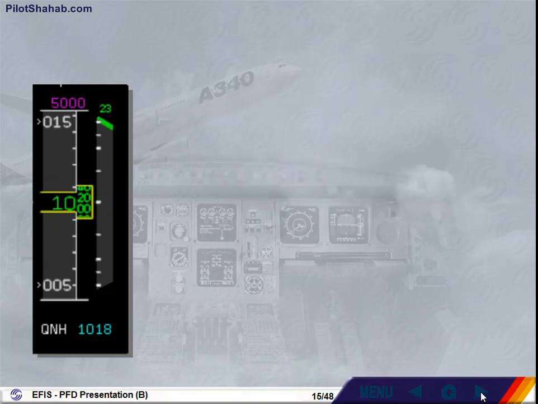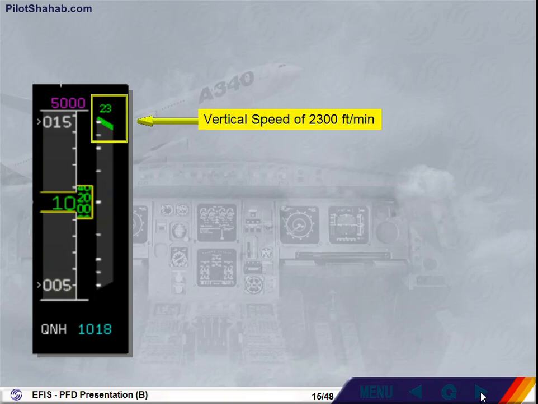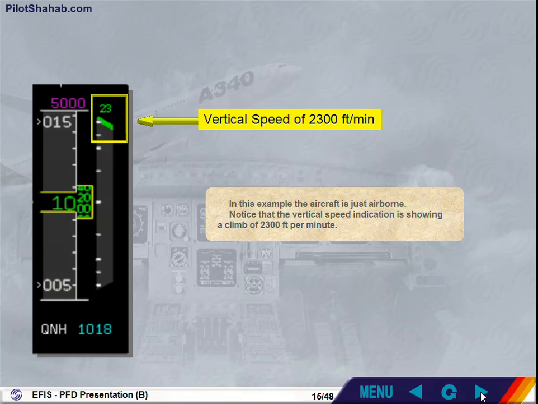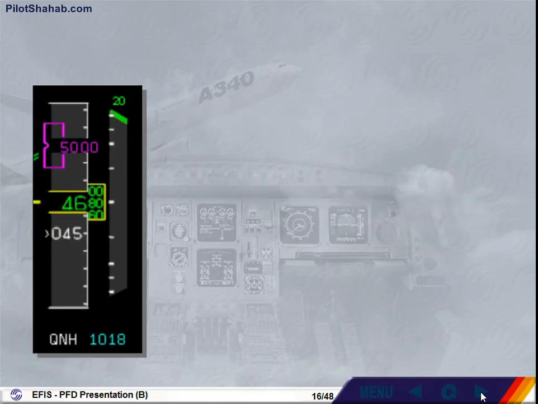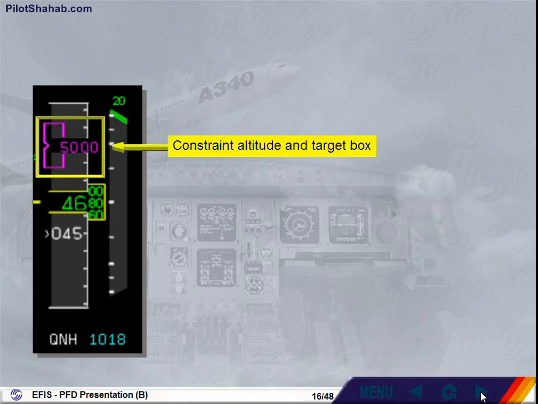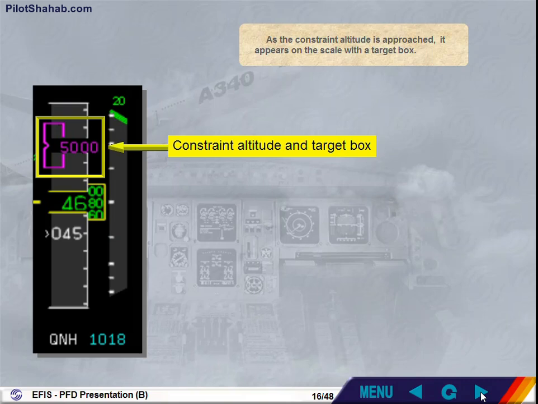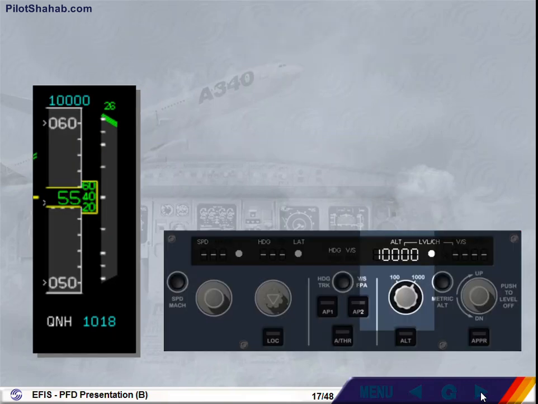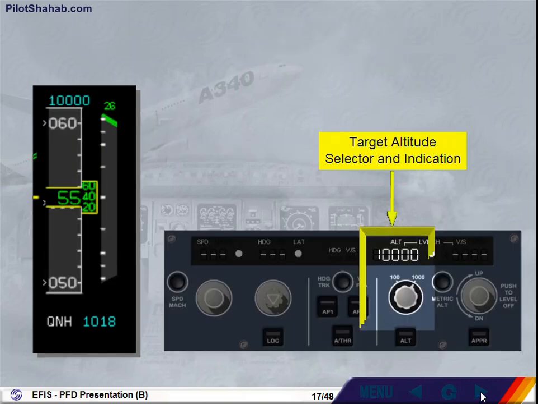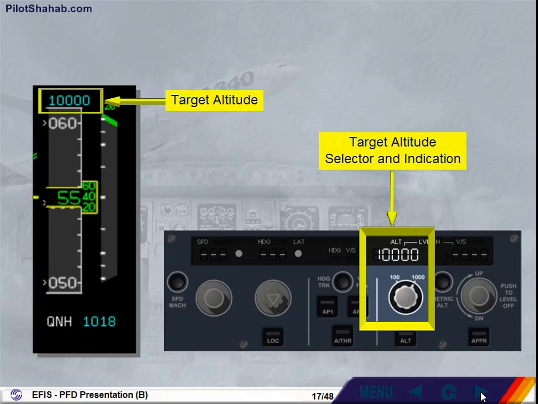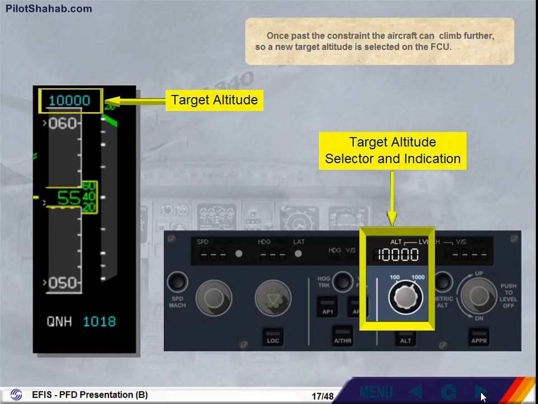In this example, the aircraft is just airborne. Notice that the vertical speed indication is showing a climb of 2,300 feet per minute. As the constraint altitude is approached, it appears on the scale with a target box. Once past the constraint, the aircraft can climb further, so a new target altitude is selected on the FCU.